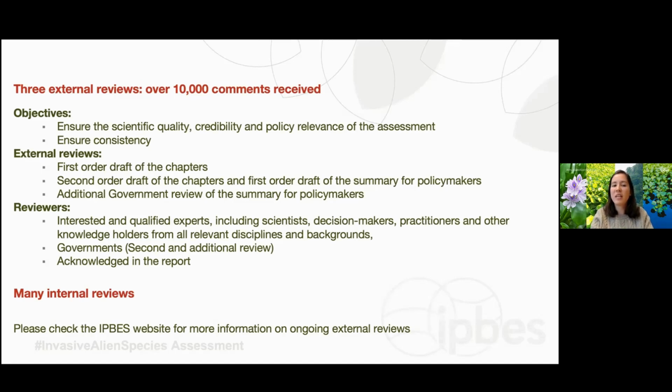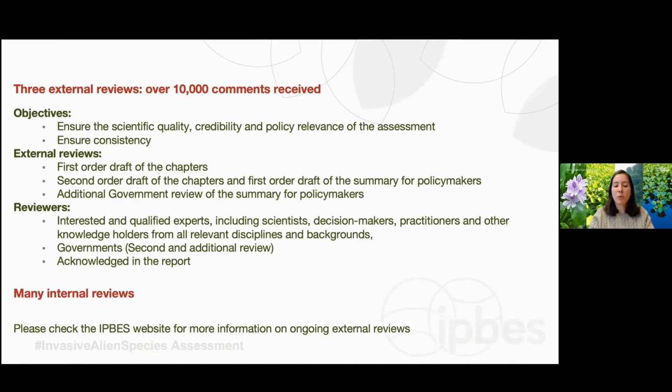For instance, we have received many suggestions on additional literature and additional themes that had not been treated, and that really improved the assessment. The external reviews happened for the first draft of the chapters, for the second draft of the chapters, and the first draft of the summary for policymakers. And we also had an additional government review for the summary for policymakers. Reviewers can be any interested and qualified experts that include scientists, decision makers, practitioners, or other knowledge holders, and also governments. They are, of course, acknowledged in the report for their huge contributions to the process. We also had many internal reviews among the expert group.